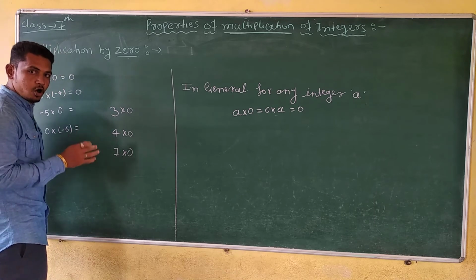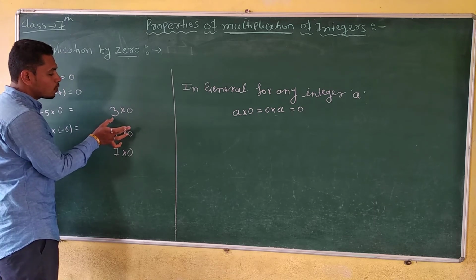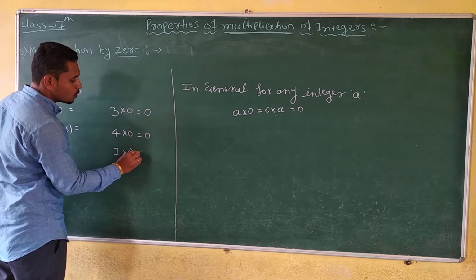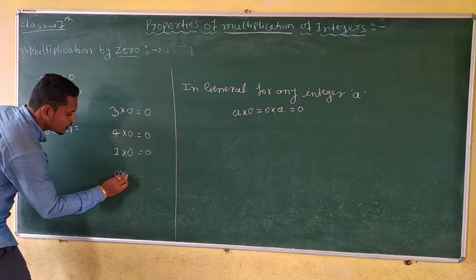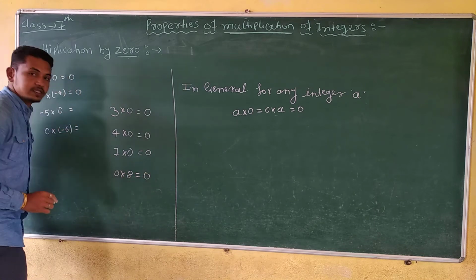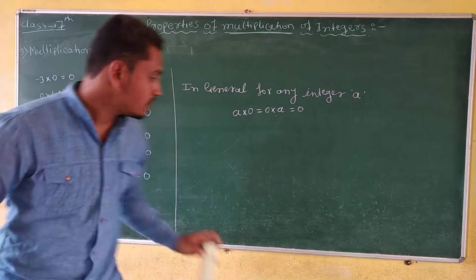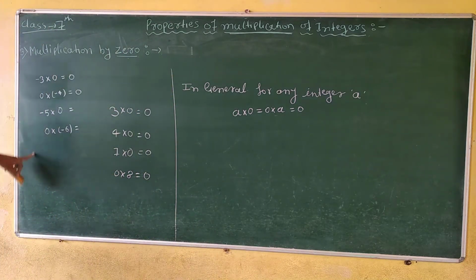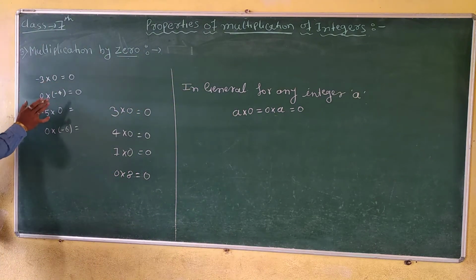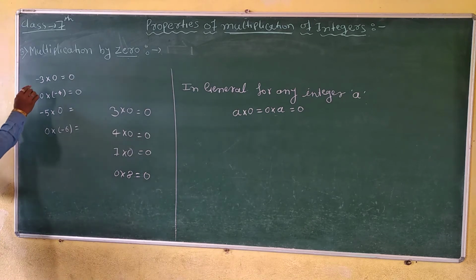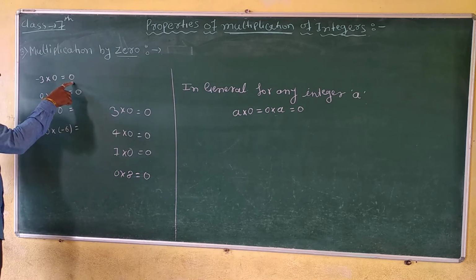Multiplied with 0, the product of a whole number and 0 always gives 0. Is it right? Or 0 into 8 is equal to 0. So this is the pattern. Now the product of a negative integer and 0, the negative integer here, minus 3 into 0, also gives 0.